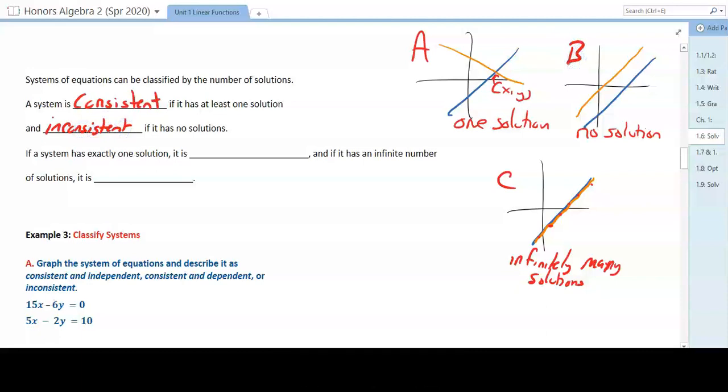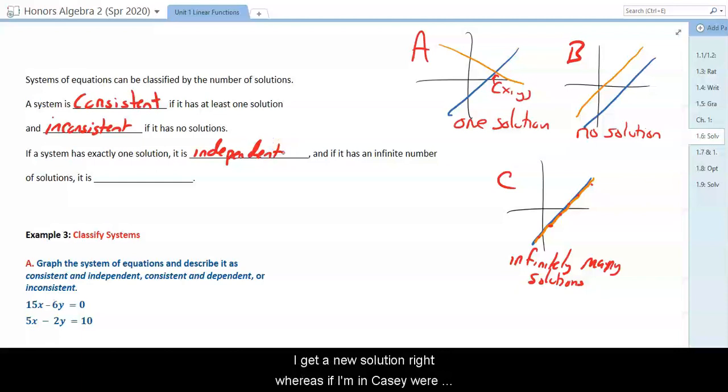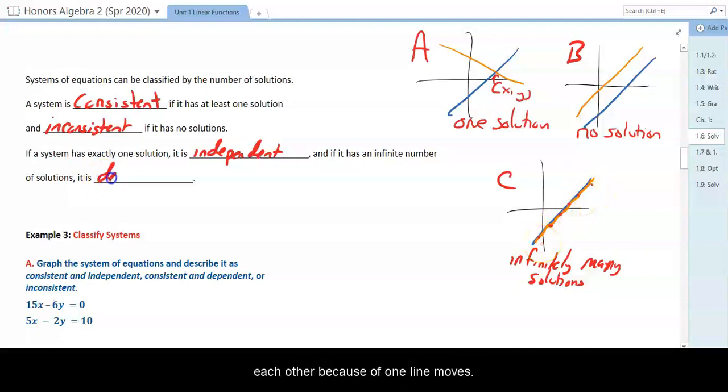Because they don't touch. Now, if a system's consistent, meaning it has at least one solution, it falls into one of 2 cases. It can have one solution, and so we are going to call that independent because our 2 lines do not depend on one another to find the solution. And what I mean by that is that I can move one line, I get a new solution, right? Whereas if I'm in case C, where the 2 lines are the same, those 2 lines are dependent on each other because if one line moves in some way, I don't have all those solutions anymore.